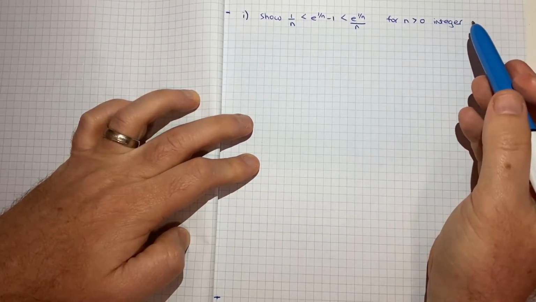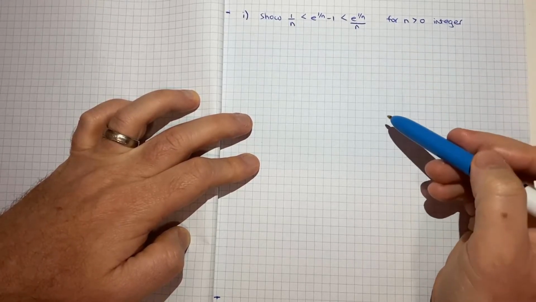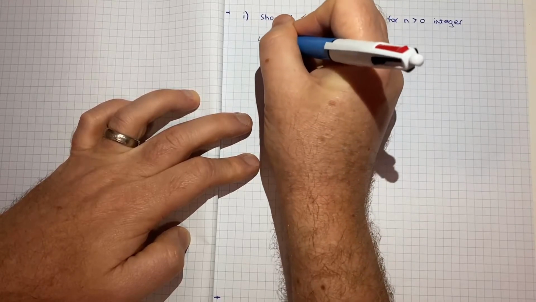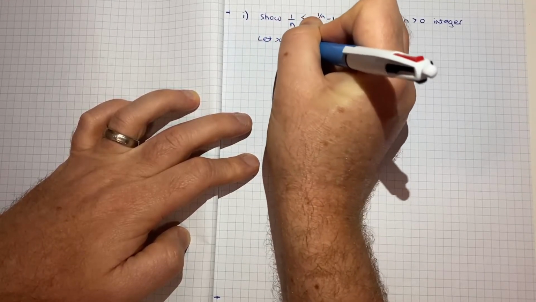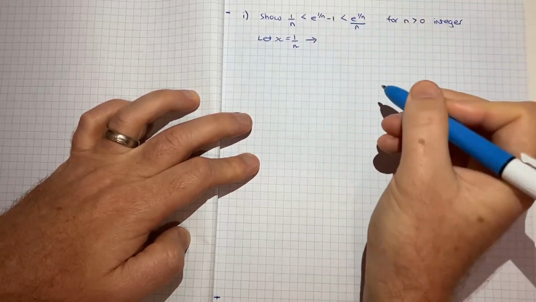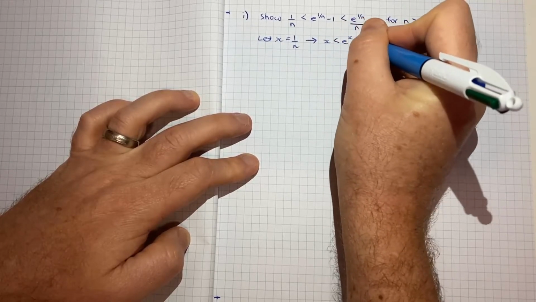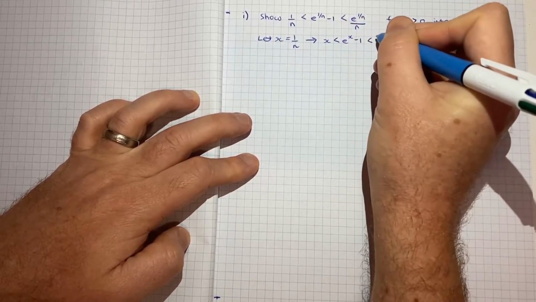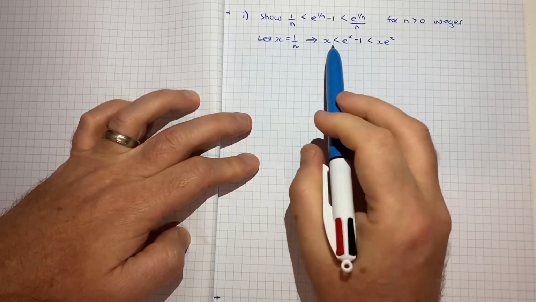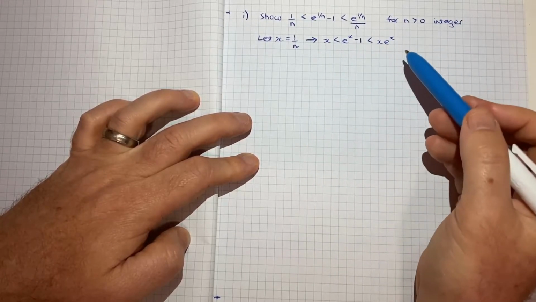Now, to help simplify things when it comes to charting, I think a good first step is to say, let x equal 1 on n. Because if we do that, then what we're really dealing with is x less than e to the x minus 1, less than x e to the x. And charting those things is a little bit more palatable.